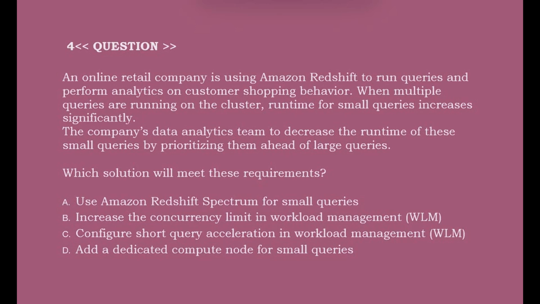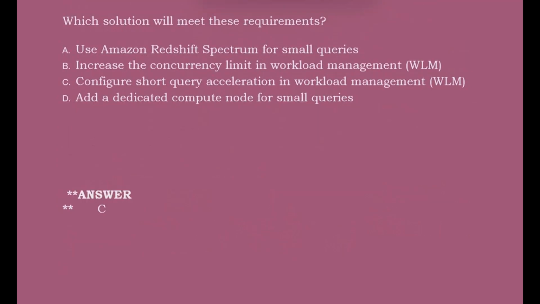Option A, use Amazon Redshift Spectrum for small queries. Option B, increase the concurrency limit in workload management WLM. Option C, configure short query acceleration in workload management WLM. Option D, add a dedicated compute node for small queries. Correct answer is option C.